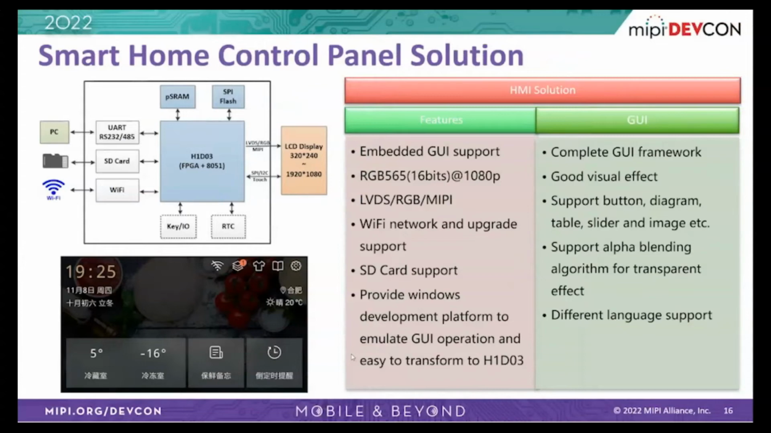One of the most important advantages for this kind of solution is that this is a very cost-effective solution, because there is no DDR3 display memory and no high-performance application processor required. You can use just one chip to support this control panel, including the touch part. And for the GUI framework, it can support button, diagram, table, slide and image, and also supports the alpha blending algorithm for the transparent effect. Of course, it can support different kinds of languages.